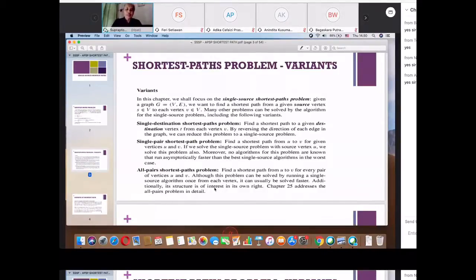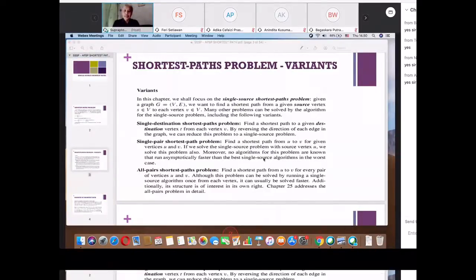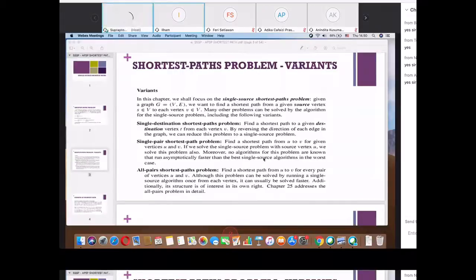What about the single pair shortest path? Well, in this case, you have to specify the initial vertex and the terminal vertex. You have just one shortest path in this case, because only one pair, single pair shortest path. Right? But in the single source shortest path, you will have the shortest path from the single source to every other vertex in the graph. Right?